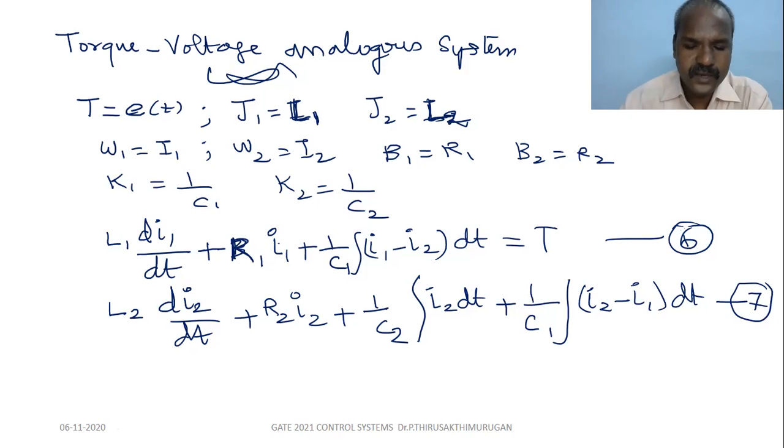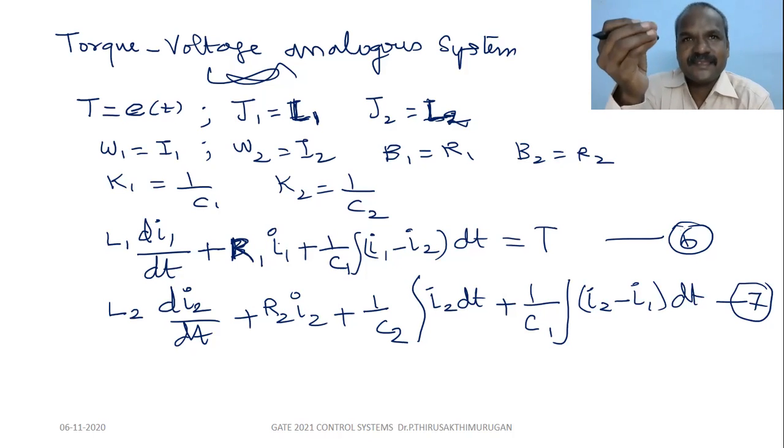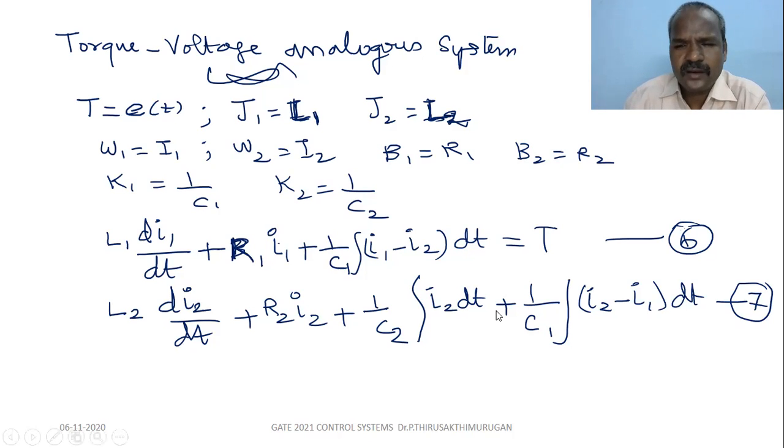The torque applied is in series with the inductance. In a closed loop circuit, there are two equations, so definitely there will be two loops. In the first loop, the voltage rise equals the voltage drop. What is the voltage rise here? Sorry, here also I made a mistake. Instead of torque, it is E of t.